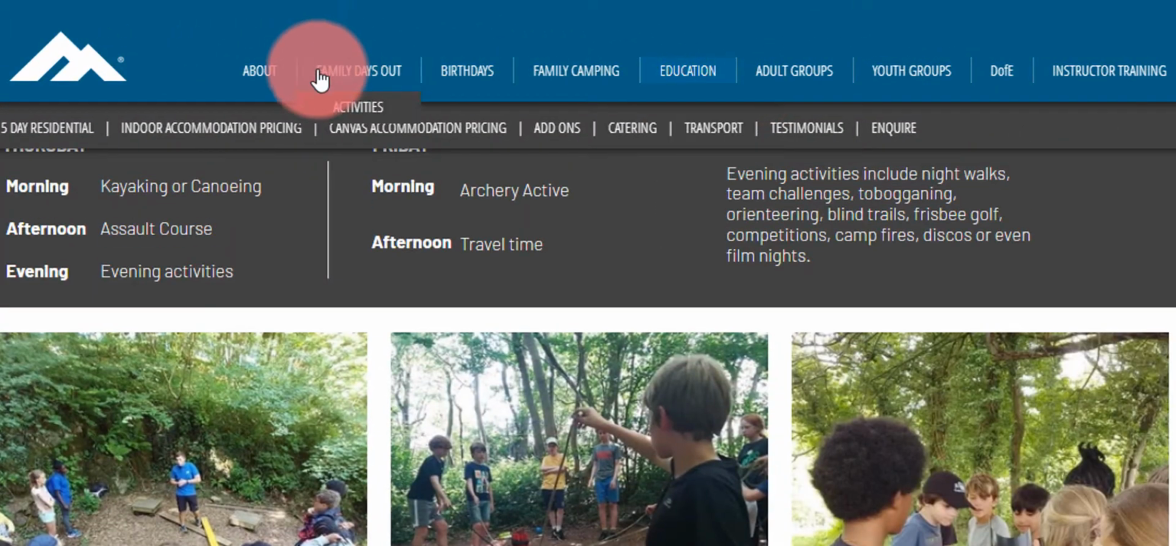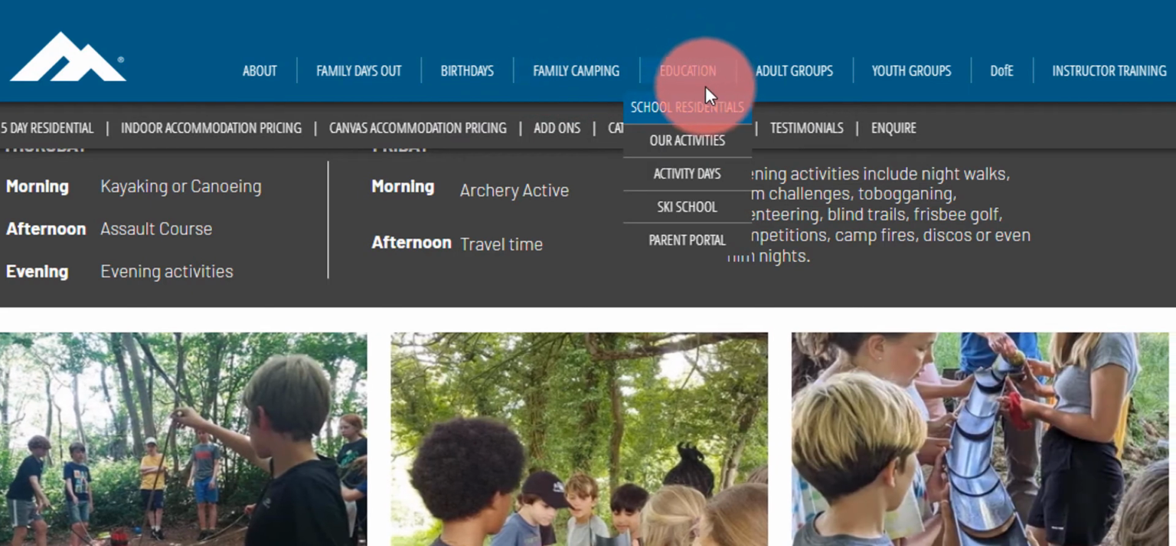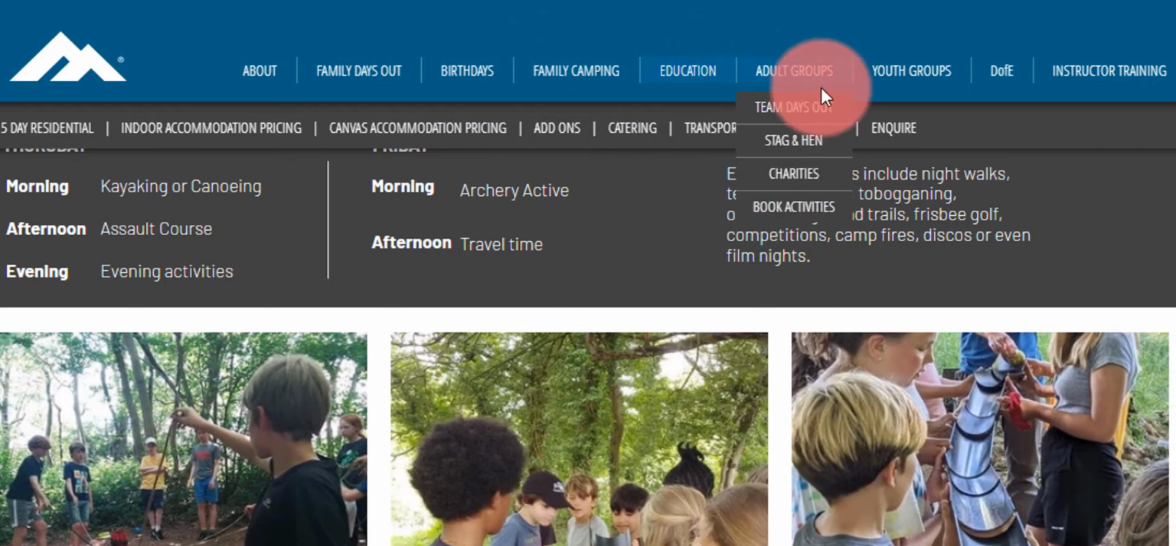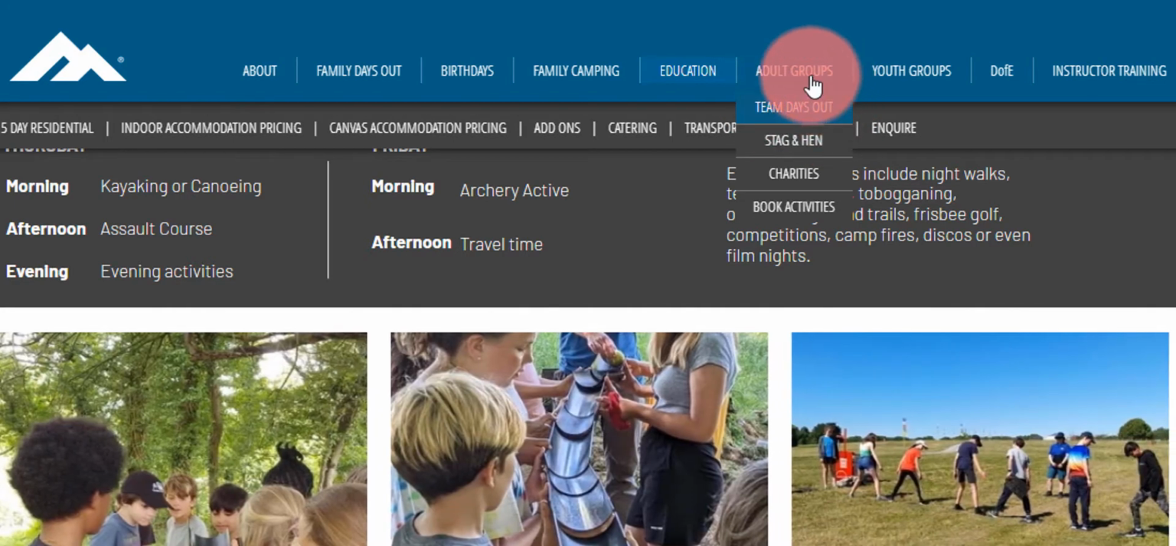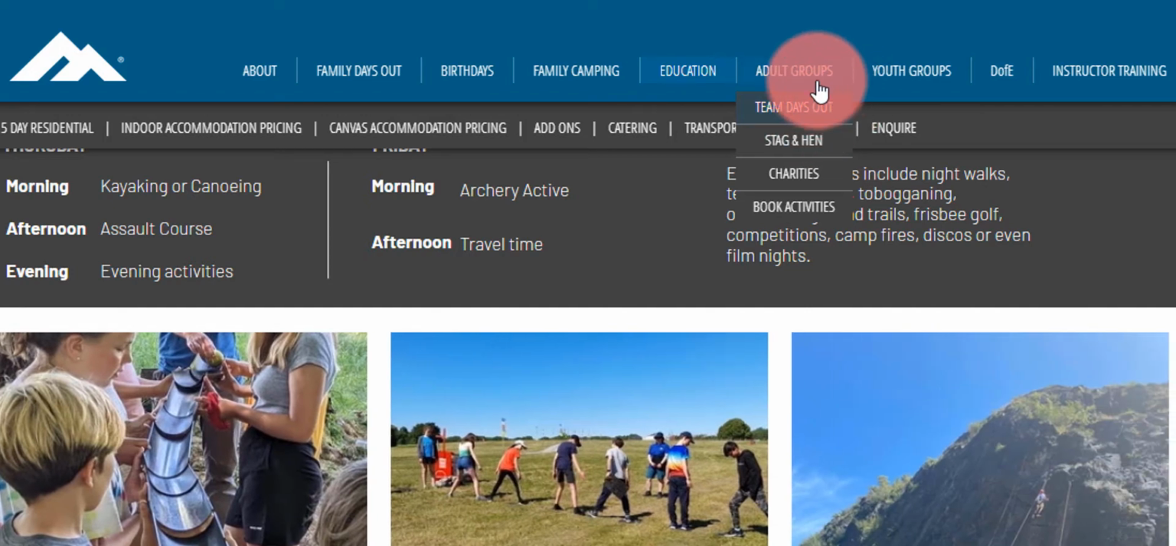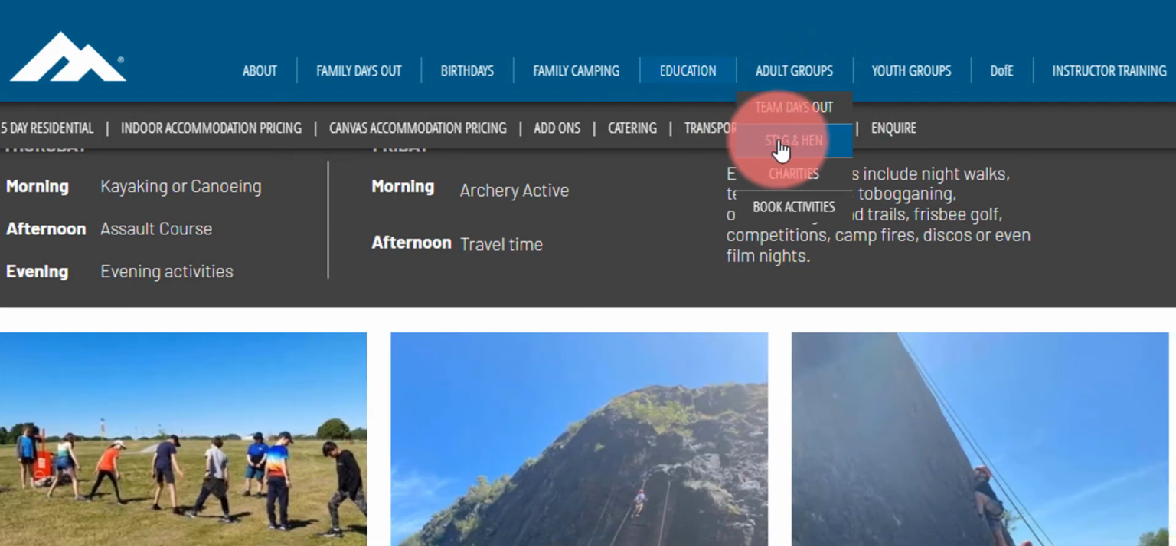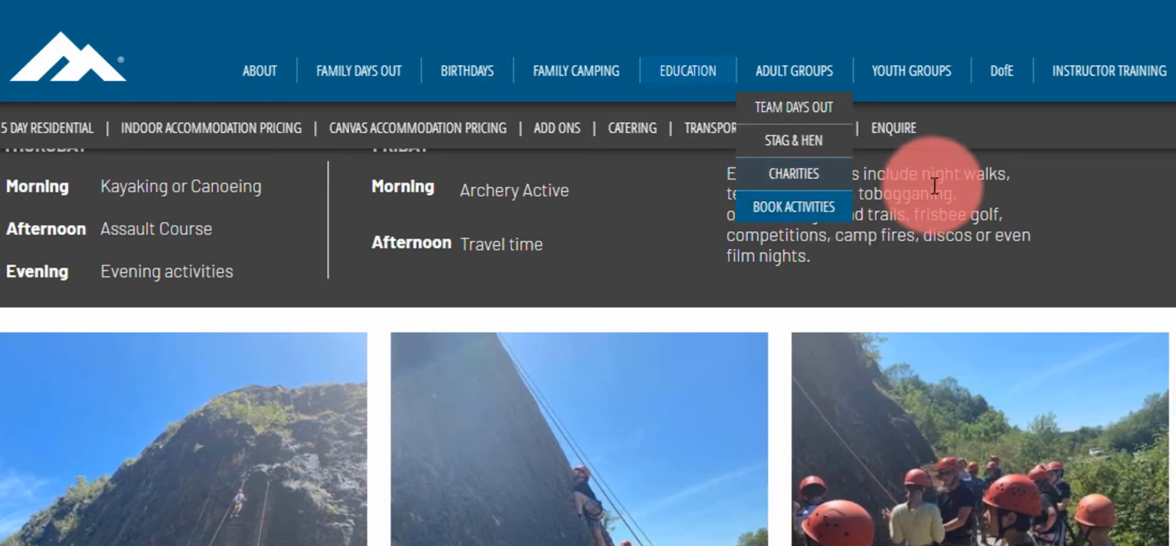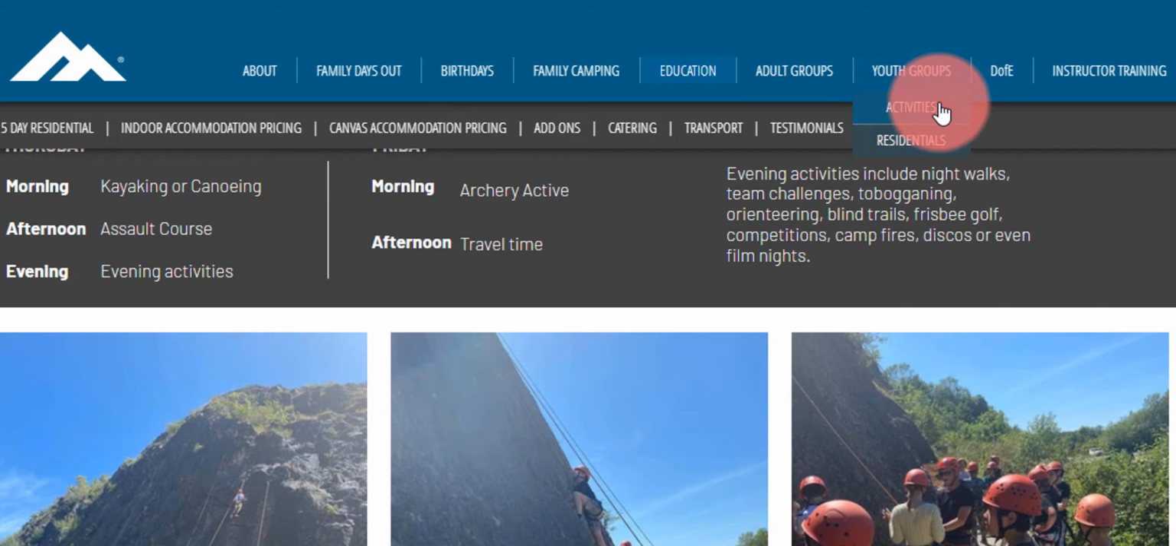Also along the top, I think it's important to point out that it has family camping. It's got obviously the education there. It's got adult groups and different types of things. So this is important in terms of its diversification. What does it actually offer? Well, it's got team days out. That's a kind of a corporate approach. It's got specialist themes there, stag and hen. It caters for charities. And then it's got its youth groups, activities.